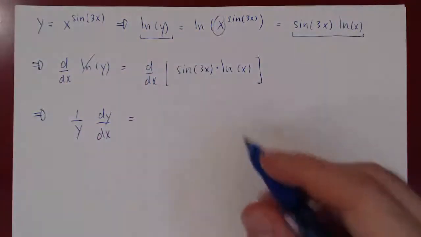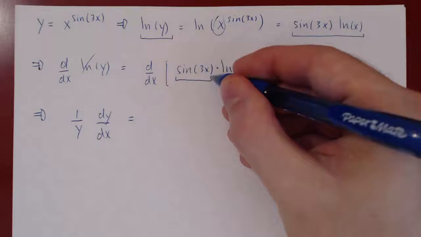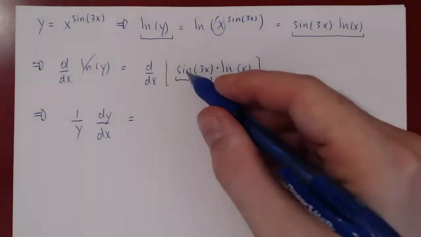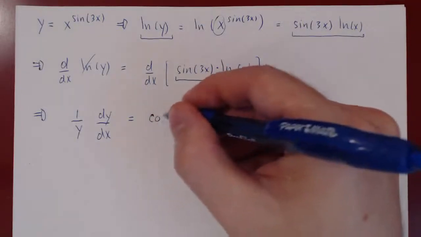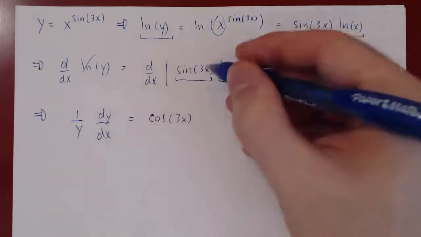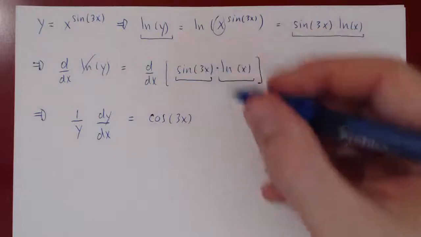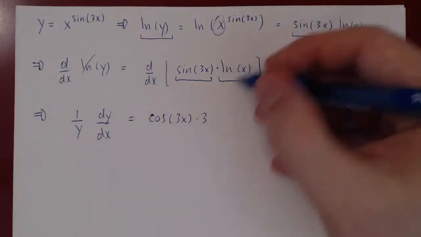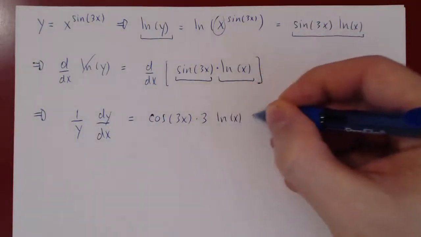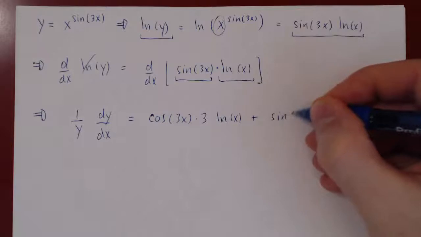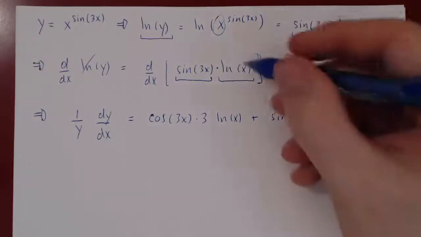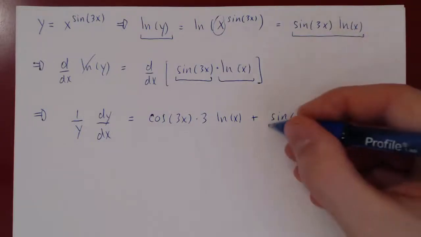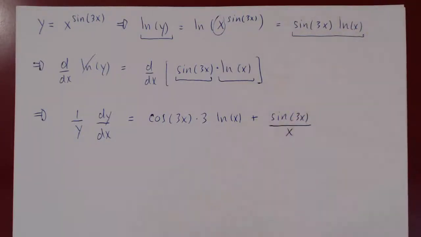This will be equal to, and here we use the product rule, and be careful on the sine of 3x, we'll have to also use the chain rule. Derivative of sine is cosine, so cosine of 3x, times the derivative of the argument, which is 3. And that's the derivative of the first function, times ln of x, plus the first function, sine of 3x, times the derivative of the second function, times 1 over x, but if you do times 1 over x, that's the same as dividing by x.